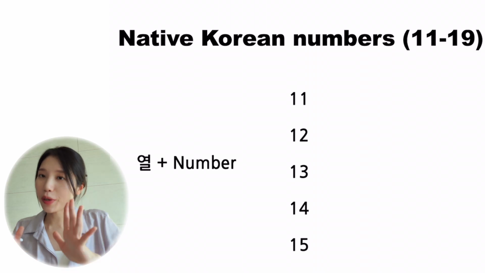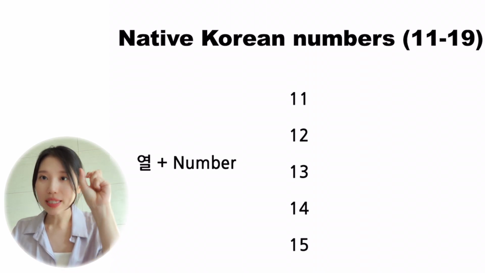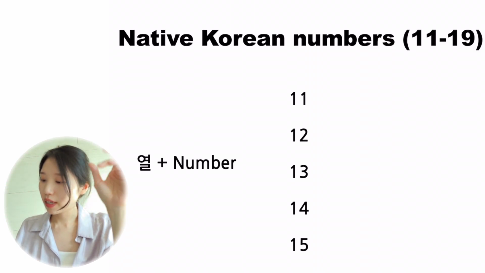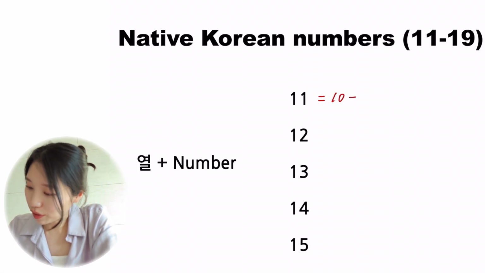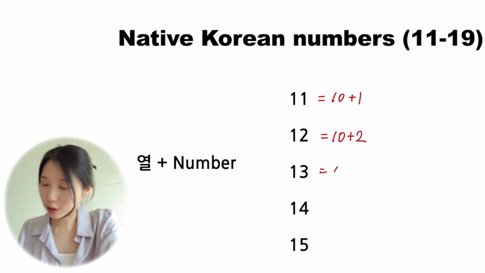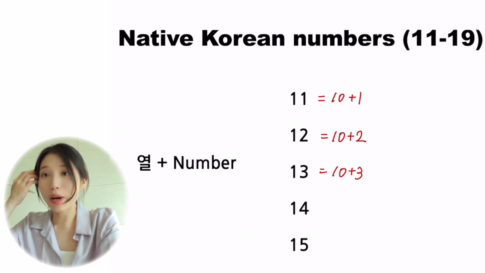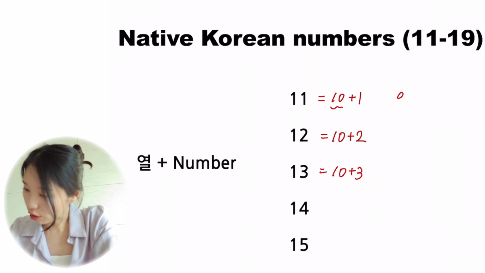From 11, Korean simply combines numbers like this. 열 means 10, plus the last number. For example, 11 is actually 10 plus 1, right? And 12 is also 10 plus 2, then 10 plus 3, 10 plus 4, 10 plus 5, right? So let's write it down. 10, we already know how to read. It's called 열.